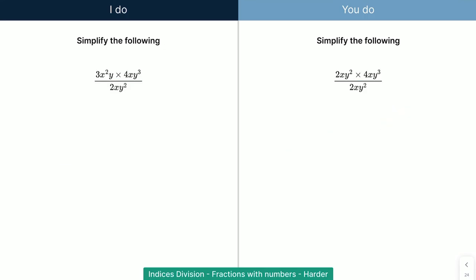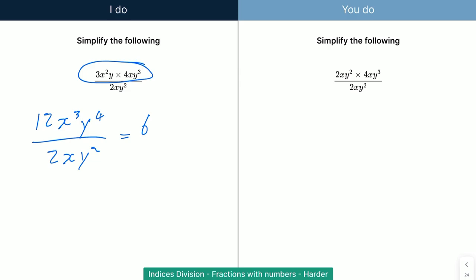Now moving on with this one, again, tidy the top up first. So that's 12y cubed y to the power of 4. And then at the bottom, we have 2xy squared. And that becomes 6 because 2 goes into 12 6 times. And then we have x squared there. And then y squared as well.